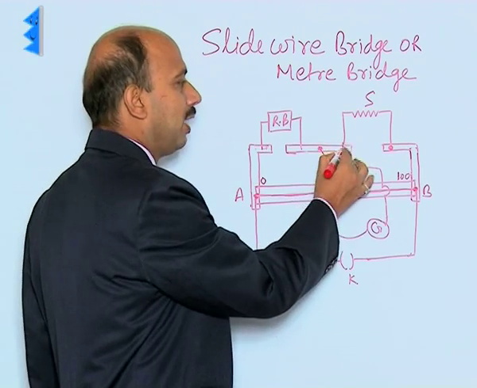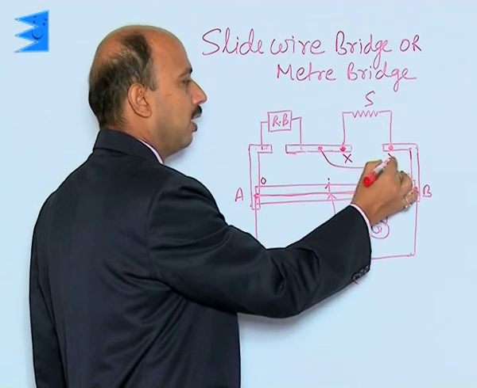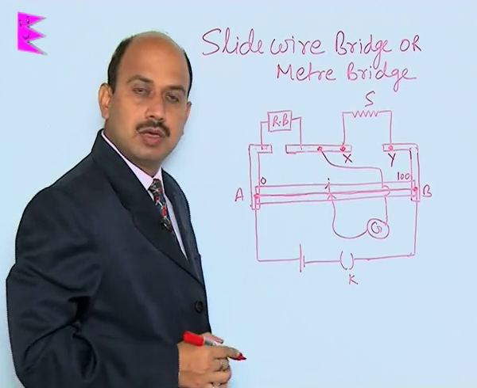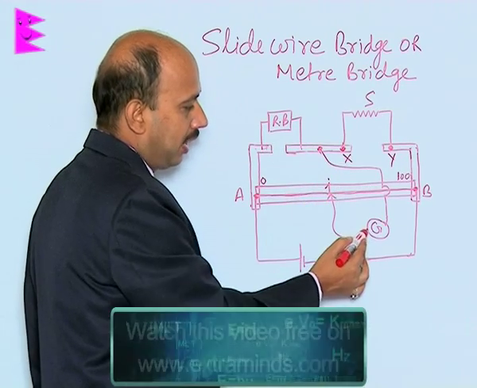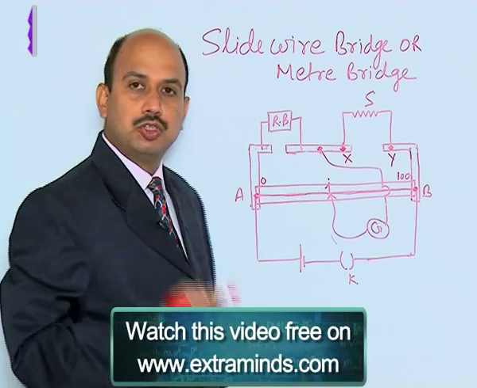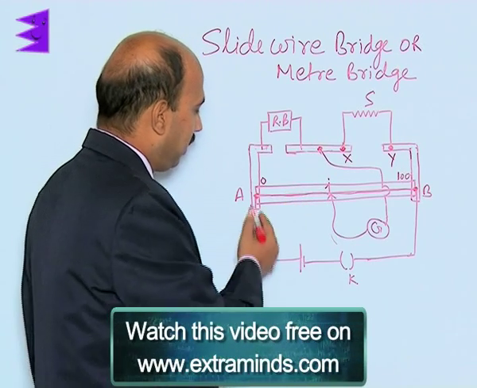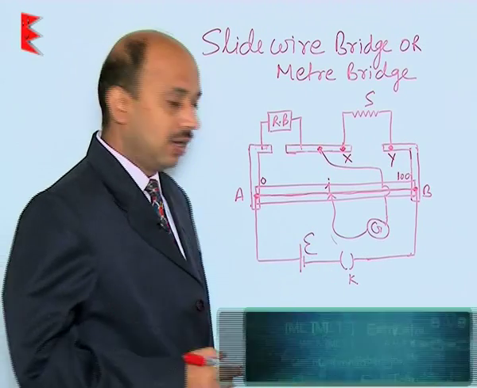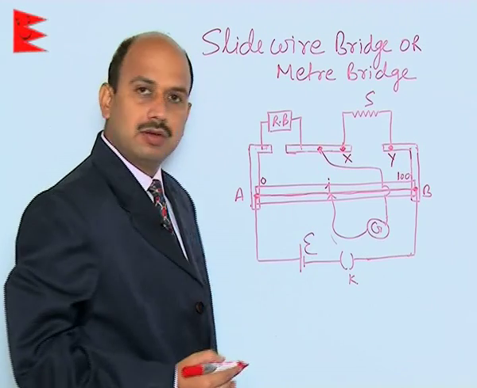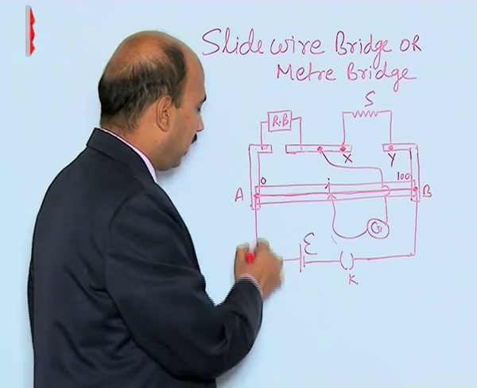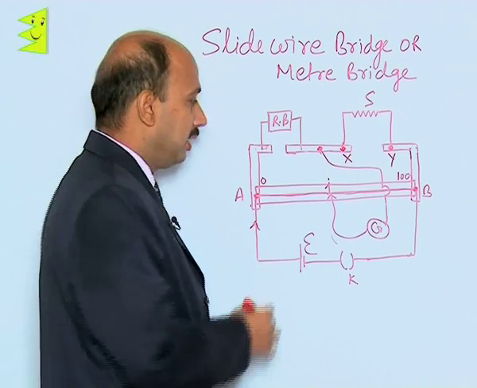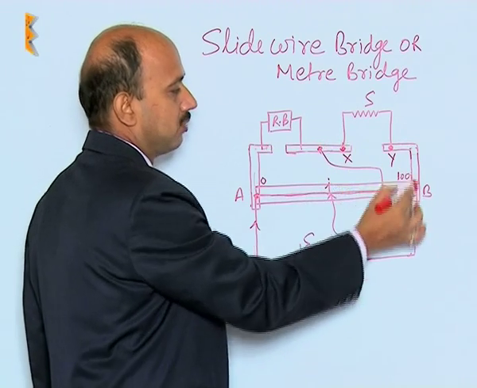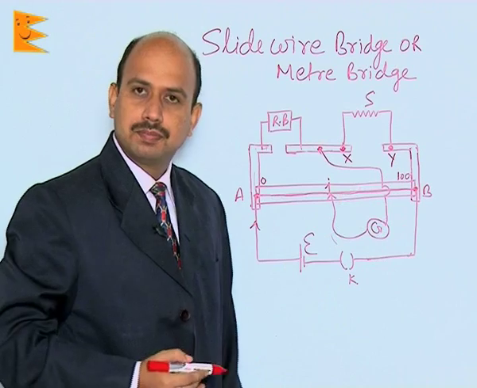So, suppose this wire has got the end points X and Y. At this point there is a galvanometer connected, and the other end of the galvanometer is connected to the jockey. Now, between the wire A and B, a battery cell of EMF E is connected, and a key is connected here. When this switch is closed, current flows from this side and comes to this end, one part goes to this side, one part goes from this side, and again they come and combine here.